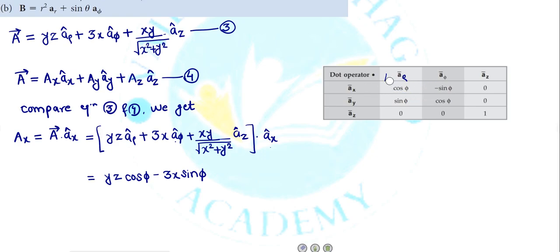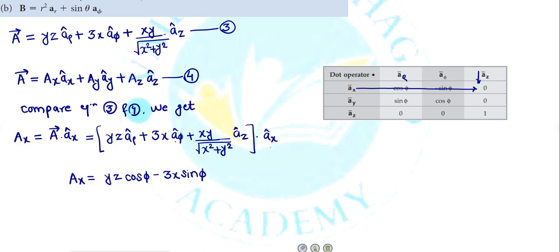Dot product in between that az and x. So this is ax and this az over here. So we have that value to be 0. So okay, fine. So we are going to write this to be the 0. Okay, fine. So we have the value of that ax, and what is that ax? So ultimately we are going to get the value of that ax to be yz cos phi minus 3x sin phi. Again, if you see what values we have over here, we have that cos phi and sin phi.